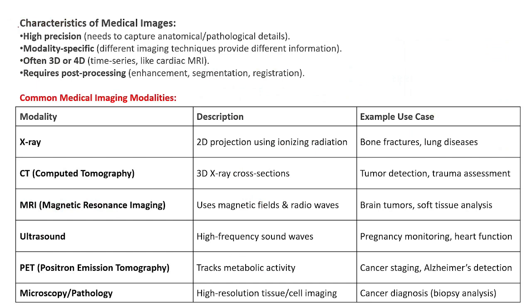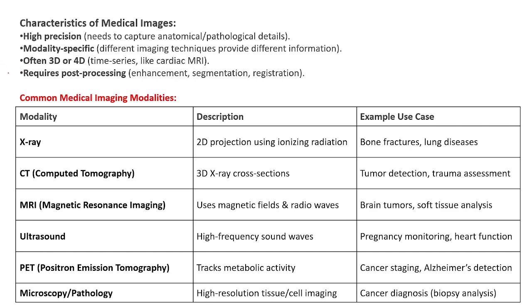Now I discuss the characteristics of medical images. They need high precision, are modality specific, and are often 3D or 4D, which means time series, like cardiac MRI. They require post-processing; enhanced segmentation or registration is also required for image processing, specifically medical image processing. High precision is needed to capture anatomical and pathological details.